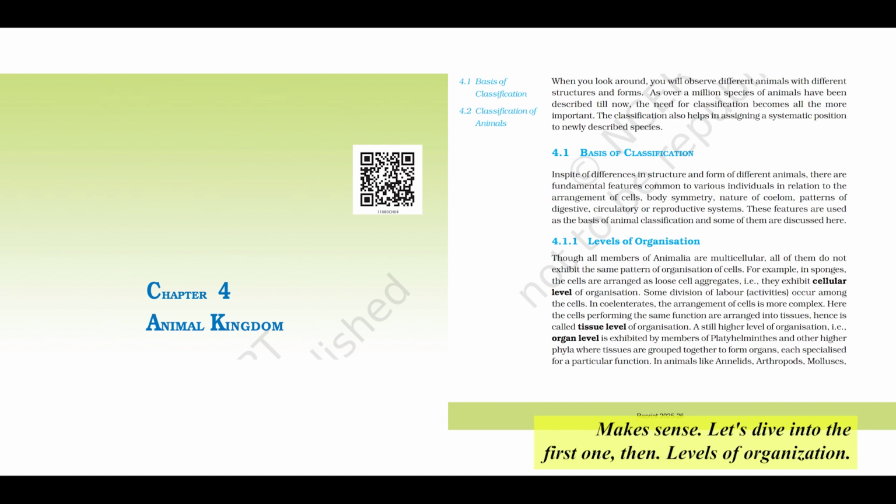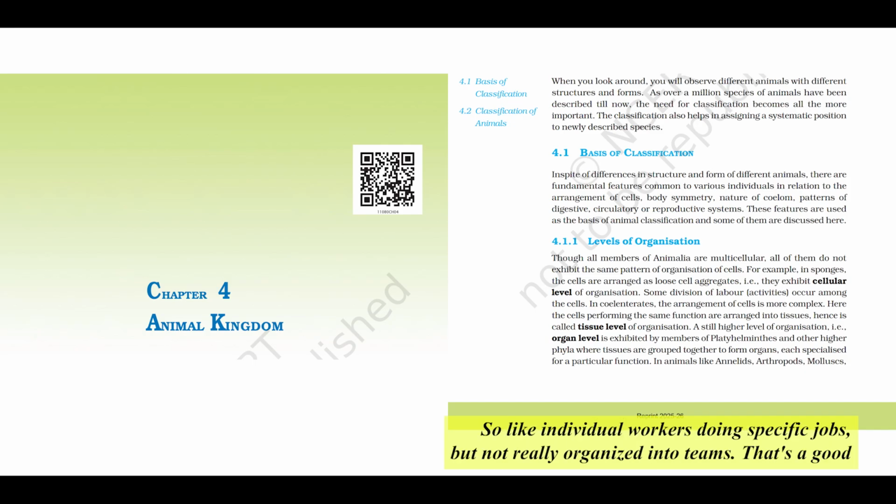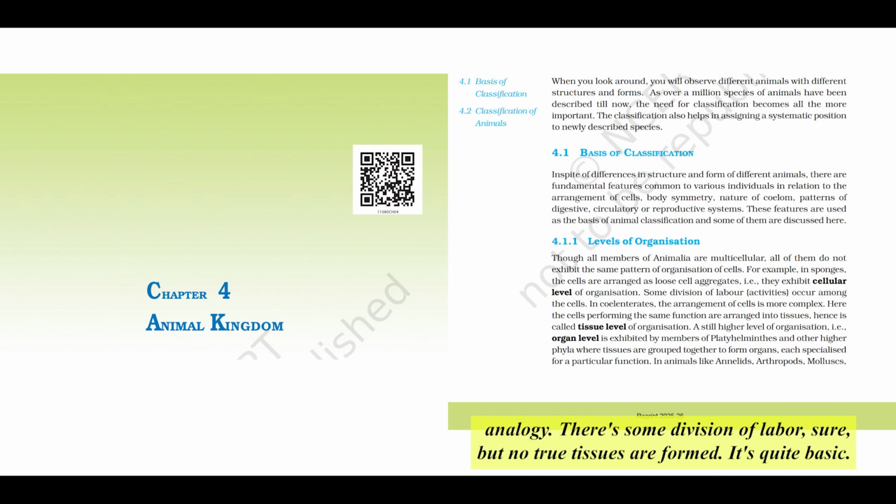Makes sense. Let's dive into the first one then, levels of organization. While all members of kingdom Animalia are multicellular, how their cells are organized varies significantly, and this represents increasing complexity. At the most primitive end, we have the cellular level of organization. You see this in animals like sponges, Phylum Porifera. Here, cells are basically arranged as loose aggregates. So like individual workers doing specific jobs, but not really organized into teams. That's a good analogy. There's some division of labor, sure, but no true tissues are formed. It's quite basic. Okay. What's the next step up?